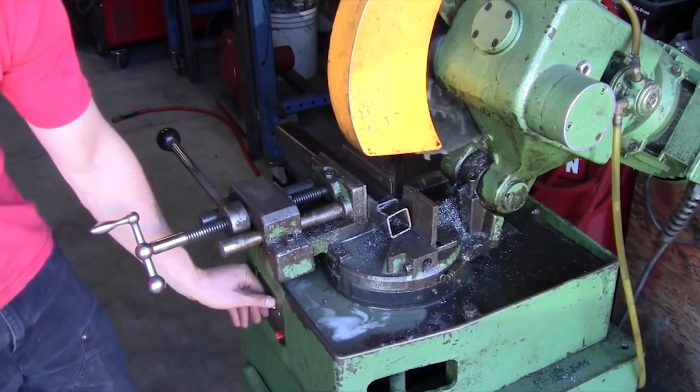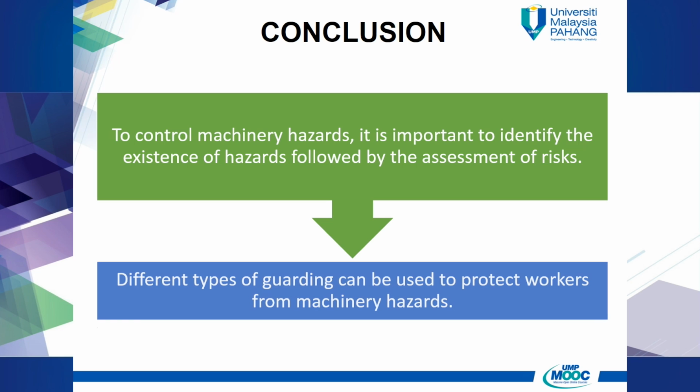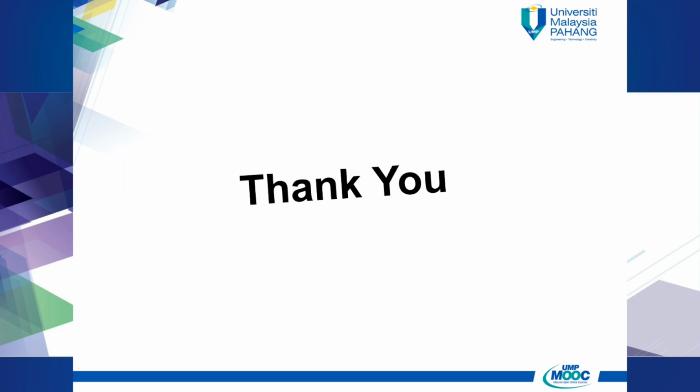Protection using devices. As a conclusion for this lesson, let us recap the important points. To control machinery hazards, it is important to identify the existence of hazards followed by the assessment of risks. Different types of guarding can be used to protect workers from machinery hazards.